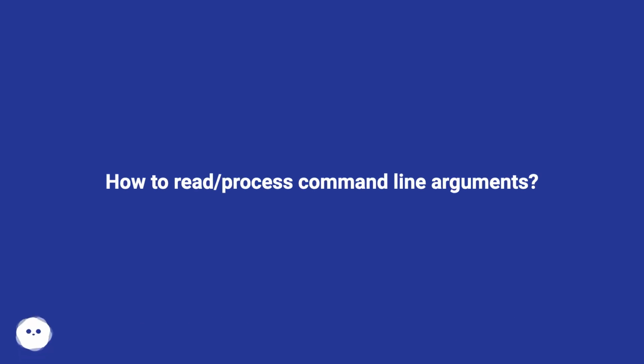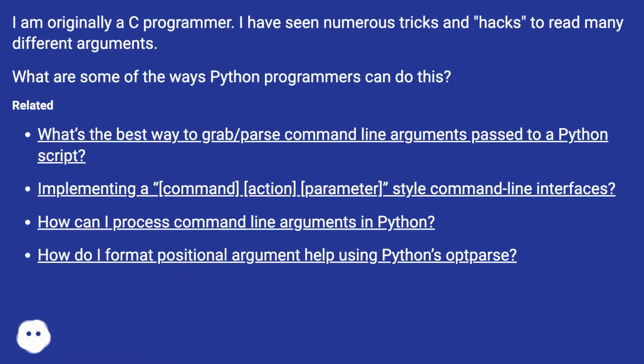How to read process command line arguments? I am originally a C programmer. I have seen numerous tricks and hacks to read many different arguments. What are some of the ways Python programmers can do this? Related: what's the best way to grab and parse command line arguments passed to a Python script?